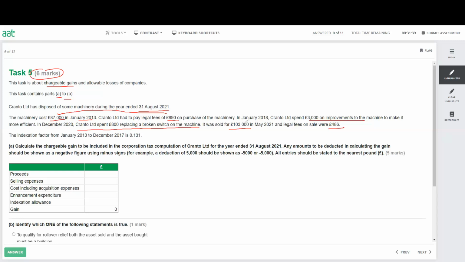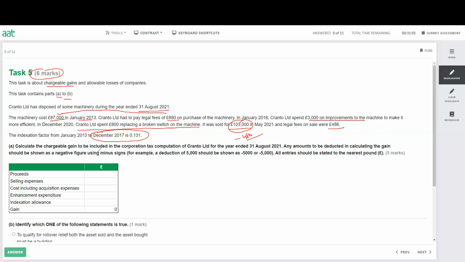We sold it for 103, and you have to minus 486 because this is a legal fee we paid. Let's have a look how much is the actual proceed. And indexation from January to December. Remember that indexation is stopped in December 2017. In the exam, they might give you additional indexation like 2018, 19, 20. Do not take it. Remember this one is very important because indexation, they will give you more. You have to know you have to stop in December 17 because it freezes on December 17.